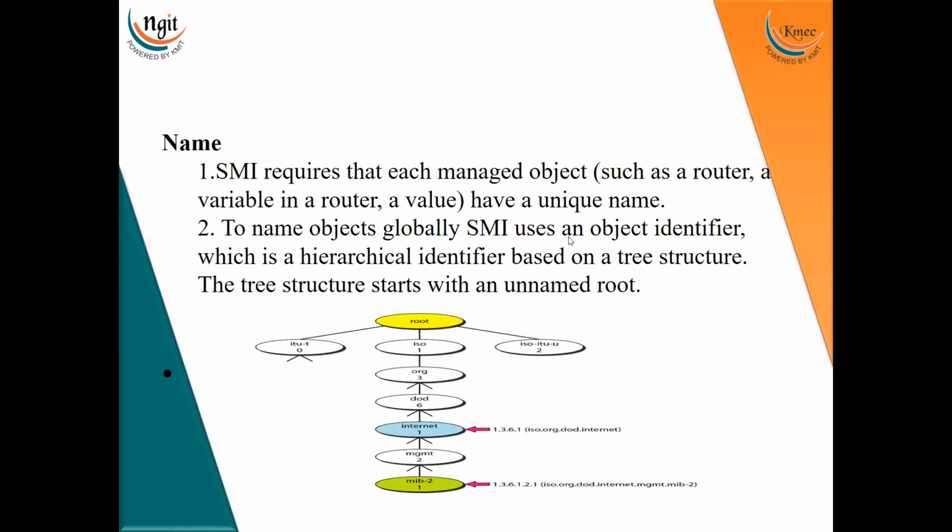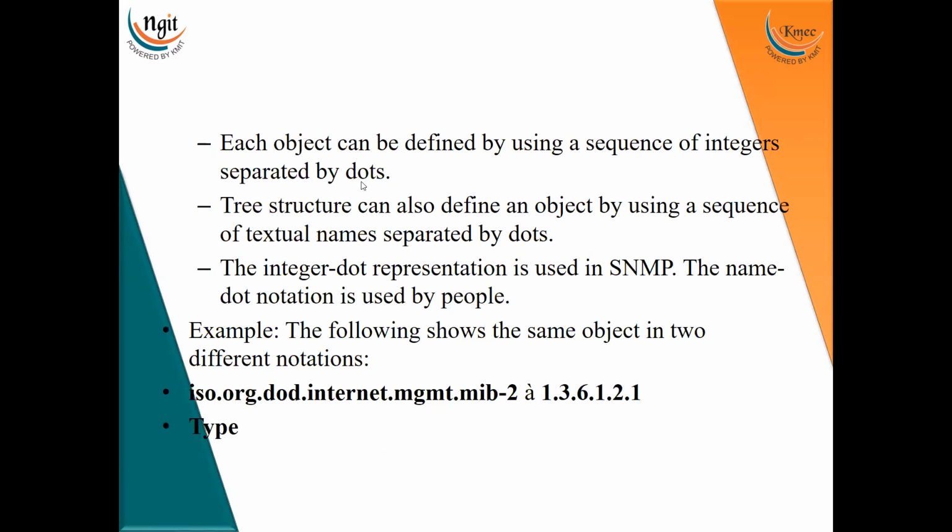To name the objects globally, SMI uses an object identifier, which is a hierarchical identifier based on a tree structure. Okay. Here, this is a tree structure which we have to learn. Whenever we have the root, ISO or ORG or DOD, internet, all these come under the root. Now, each object can be defined by using a sequence of integers separated by dots. The tree structure can also define an object by using a sequence of textual names separated by dots. The integer dot representation is used in SNMP. The name dot notation is used by people.